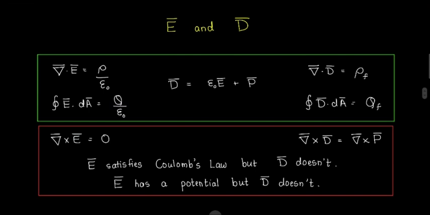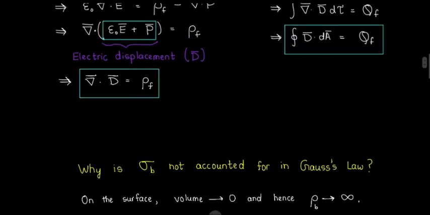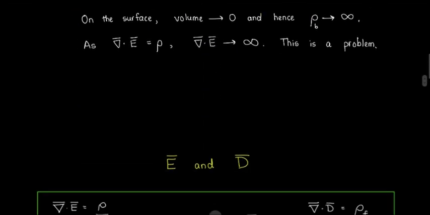Moving on, now we'll try looking at similarities between E bar and D bar. Are they completely similar or are they different? The green box mentions their similarities and the red box mentions their differences. Divergence of E bar is rho by epsilon naught. Divergence of D bar is rho f. Very similar. Is it rho f? Is it qf? No, anyways, it is rho f. It's fine.